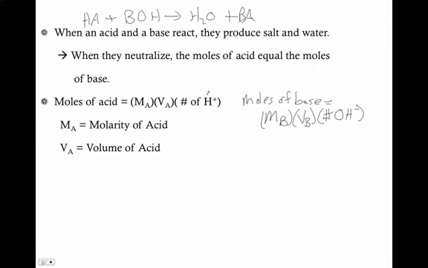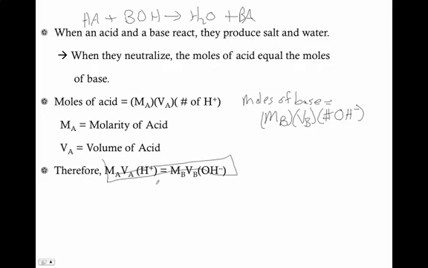So then we use the idea that upon neutralization, the moles of acid equal the moles of base. So that means that the molarity of the acid times the volume of the acid times the number of protons is equal to the molarity of the base times the volume of the base times the number of hydroxides. And this is an equation that you will need to have highlighted and circled in your notes.